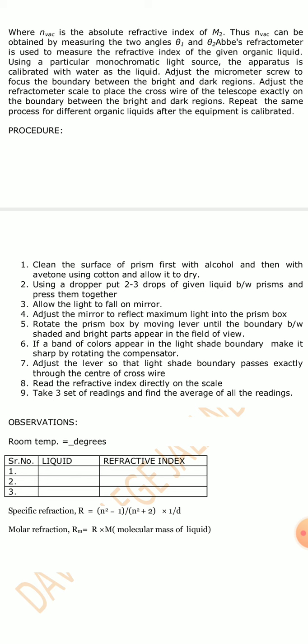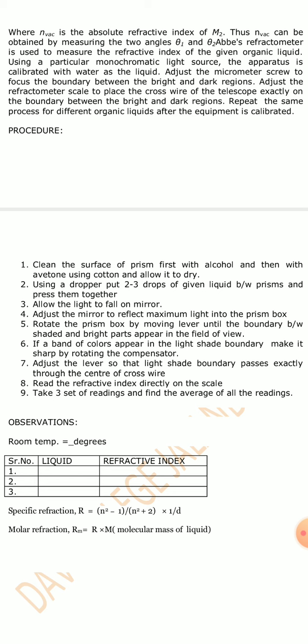Observation table: room temperature in degrees, and the observation table with serial number and name of liquids. The liquids are volatile liquids, for example acetone, carbon tetrachloride, chloroform, and ethyl acetate. Find the refractive index for the round circle, where half portion is bright and half portion is dark, and note down this reading.